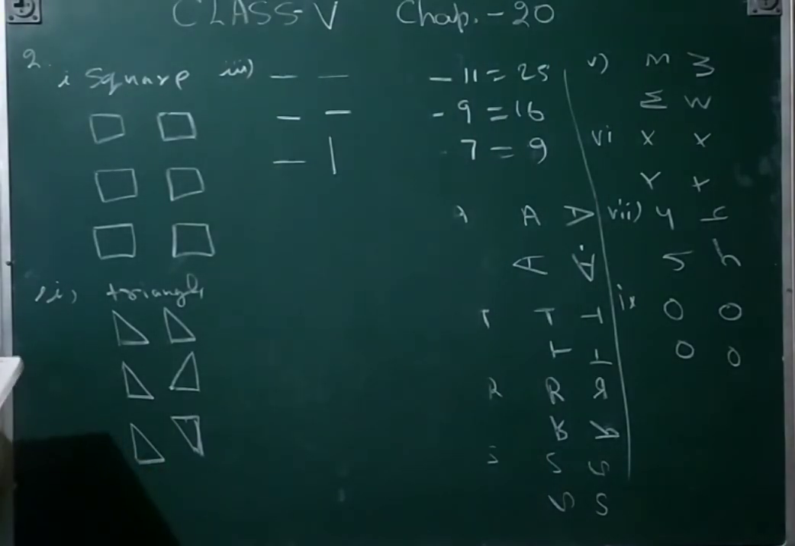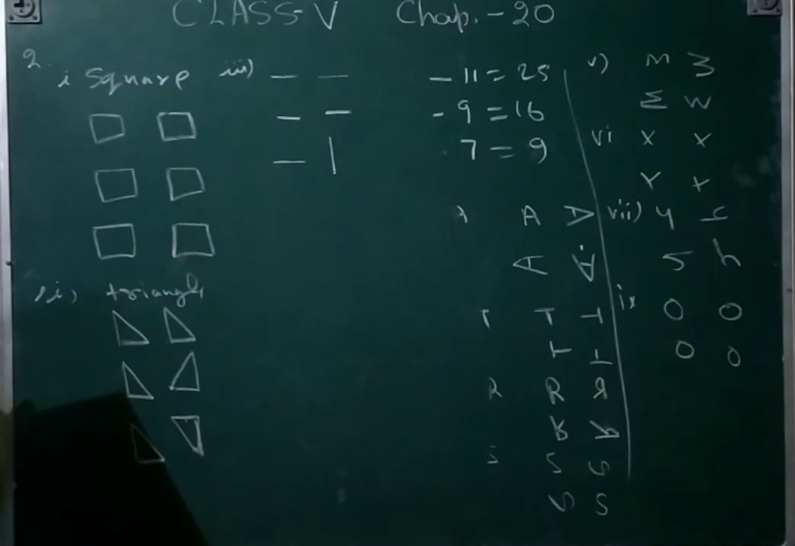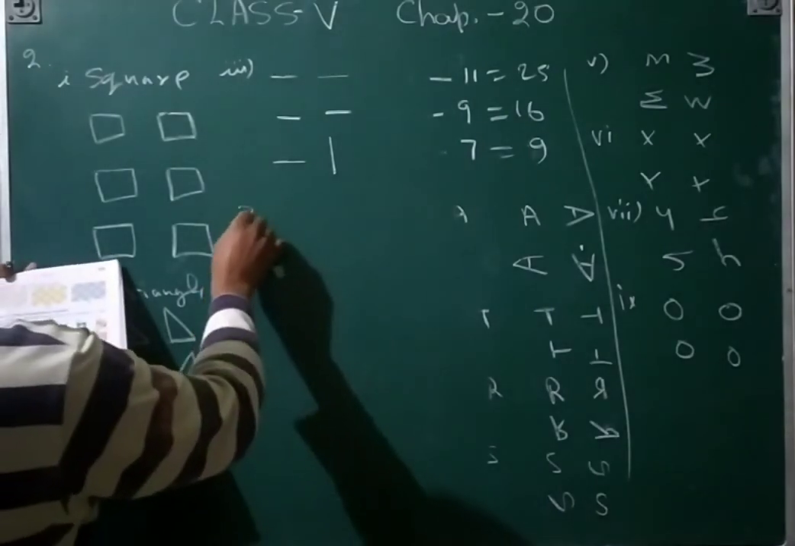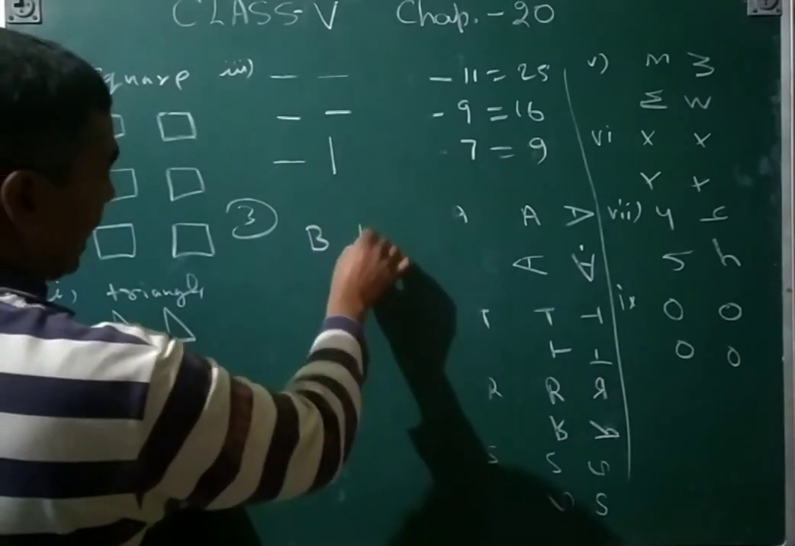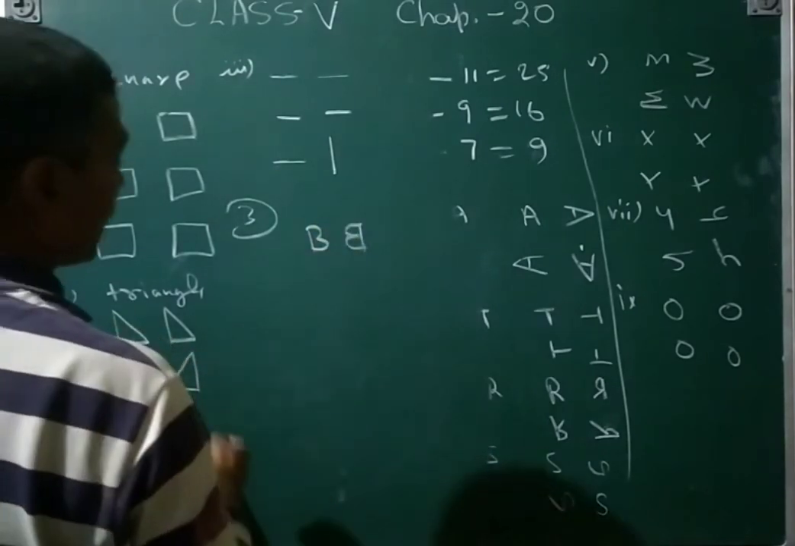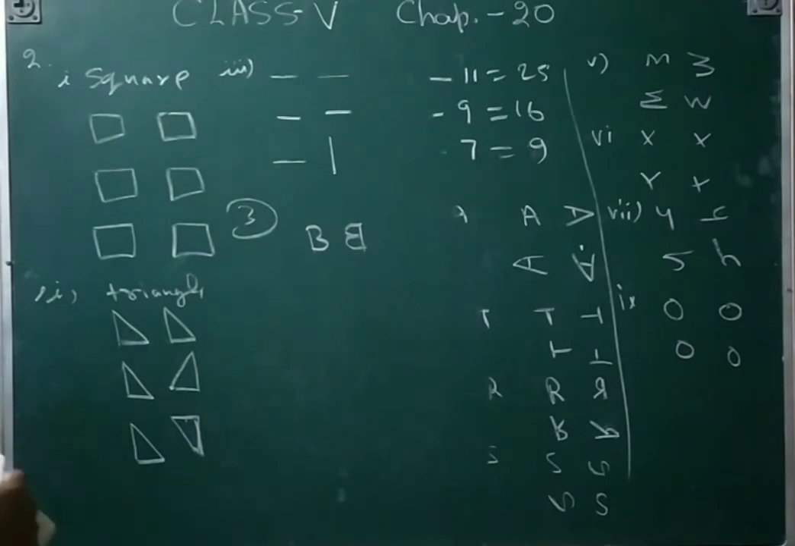And then question number 3. Generate 2 border patterns of letter B using reflection. So that will be reflection, like this. First B we will write like this, and another B, that is a reflection pattern. Okay, this is the whole chapter.